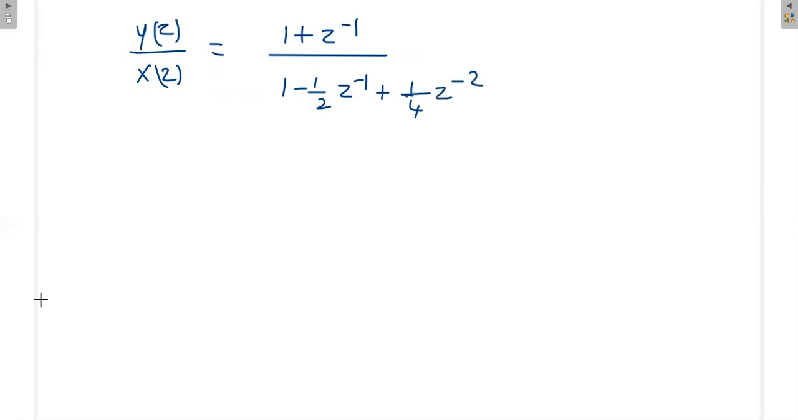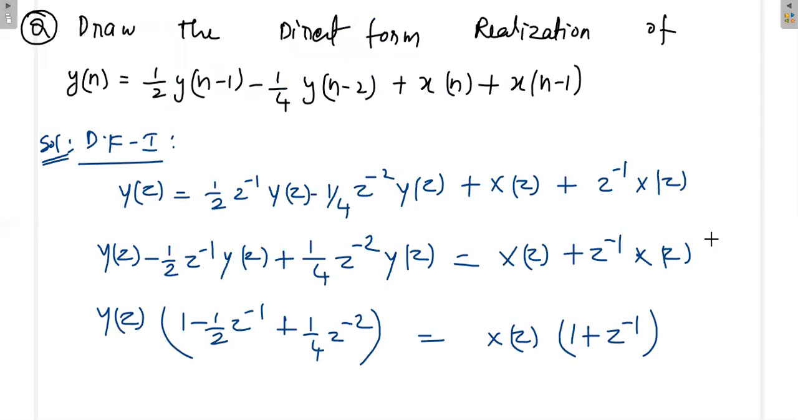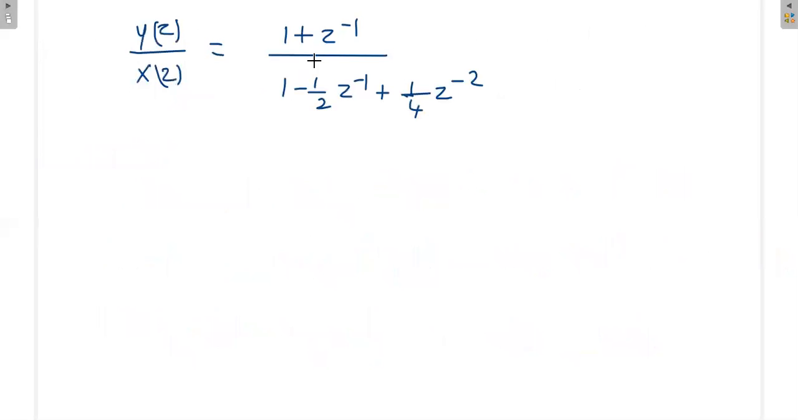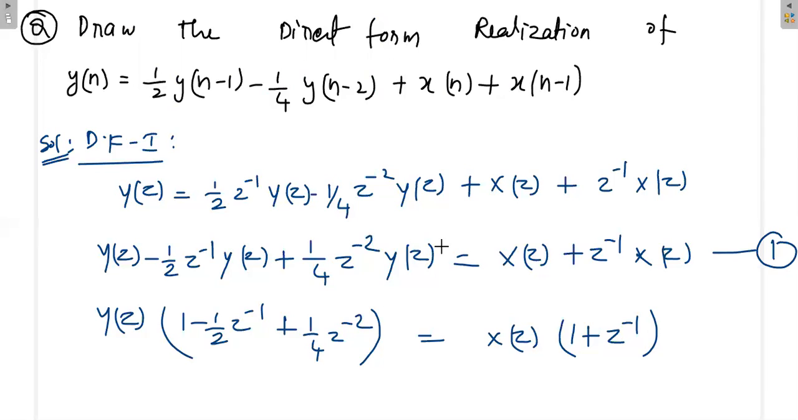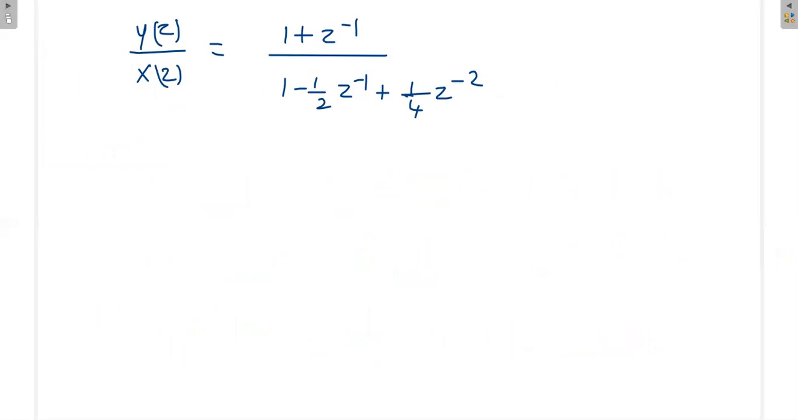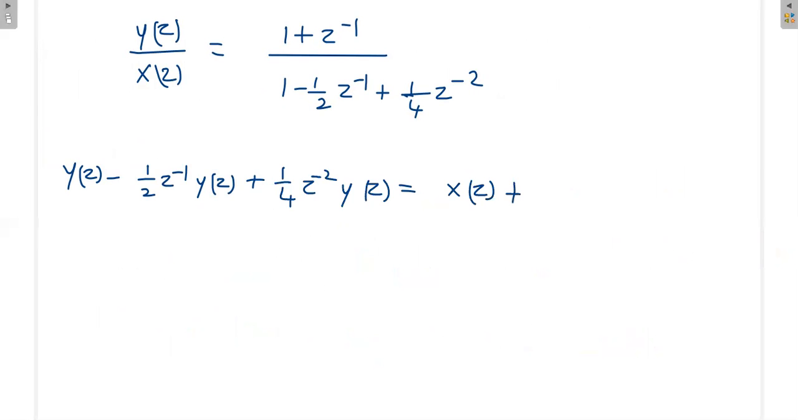Okay, so now for realization of the direct form 1 structure, we can operate from this step itself. Say for example, this is equation 1. From equation 1 itself, we can operate for direct form 1 structure. But this term will be useful for direct form 2 structure. So now to operate with direct form 1, we'll take this equation. Y of z minus 1 by 2 z inverse y of z plus 1 by 4 z power minus 2 y of z is equal to x of z plus z inverse x of z. Again, we'll assign this with a new variable, that is w of z.